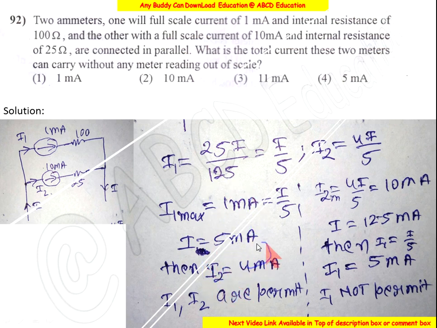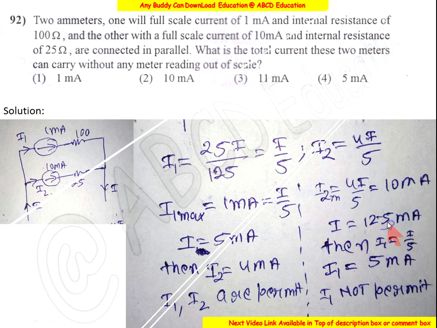Then we get I2 equals 4 milliampere. By putting I equal to 5 milliampere in this equation, we get I2 equals 4 milliampere. So I1 and I2 are not out of scale, so it is permitted in the meters. But if we go from the other equation, I2 equals 4I by 5, and the maximum value permitted for this meter is 10 milliampere, then we get I equals 12.5 milliampere.